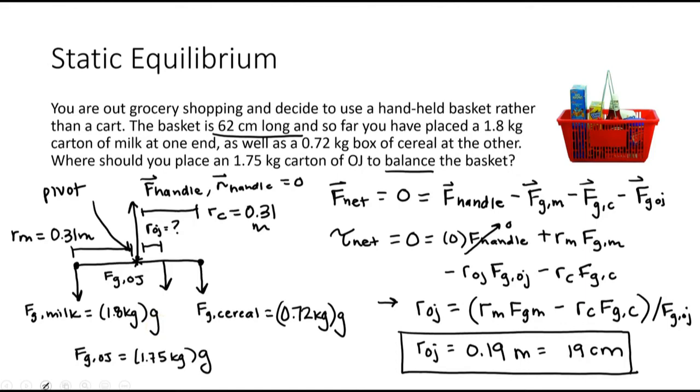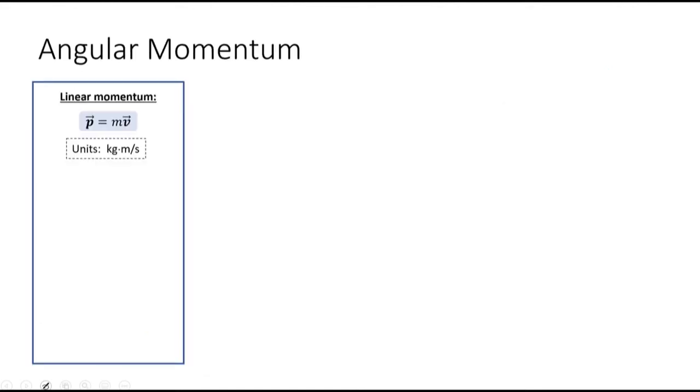And so now we want to talk a little bit about angular momentum. So just a quick reminder, linear momentum p is equal to mass times velocity, and it has units of kilograms meters per second. And remember that a force causes a change in linear momentum. This is that modified version of Newton's second law. We get F equals delta p over delta t.